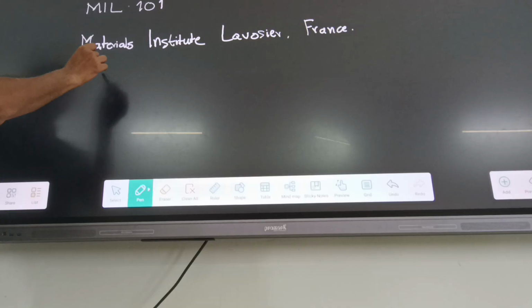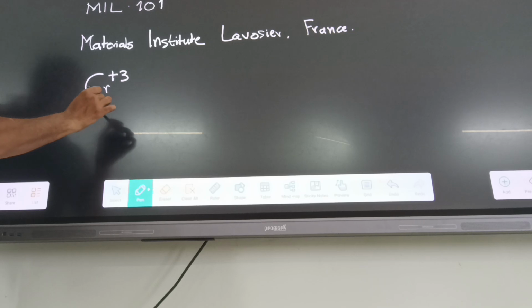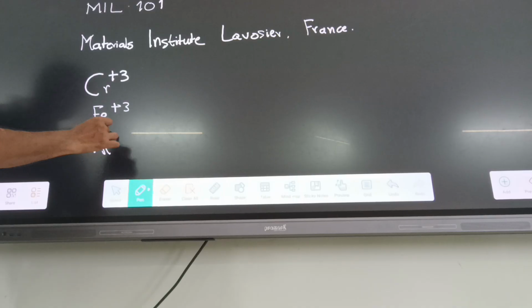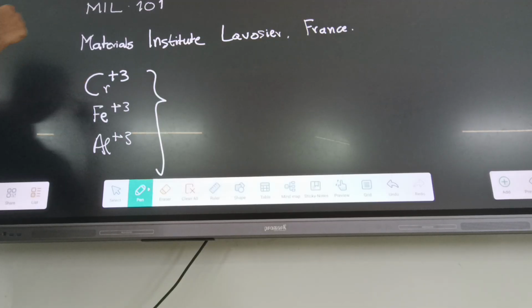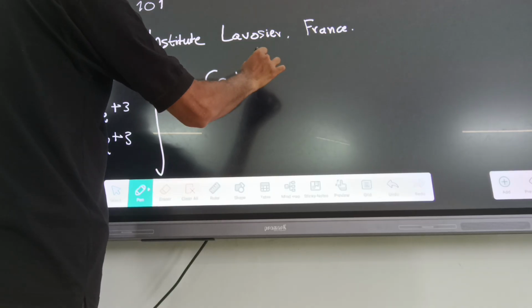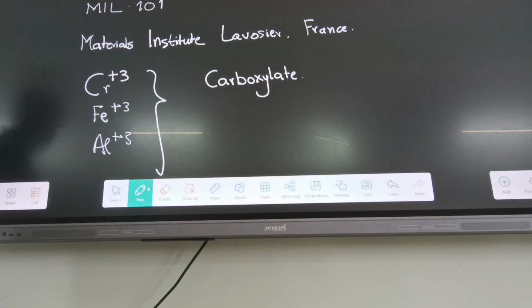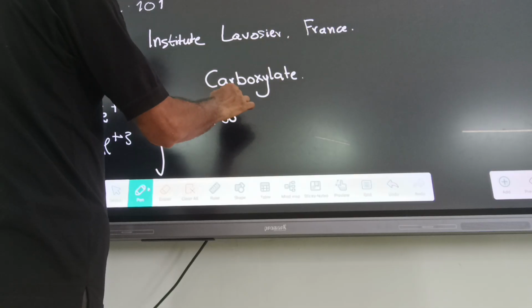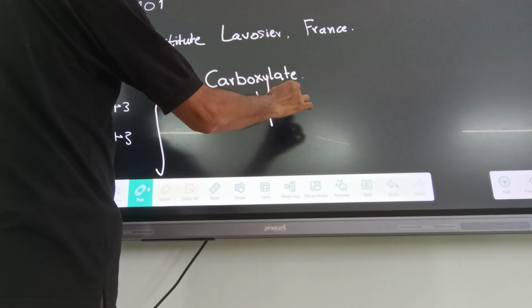So you have basically chromium Cr+3 or Fe+3, or else aluminium +3 is used. Again these are the metal nodes, and the organic part is again carboxylate. This is the organic part. So basically this is used in food detection, food spoilage.